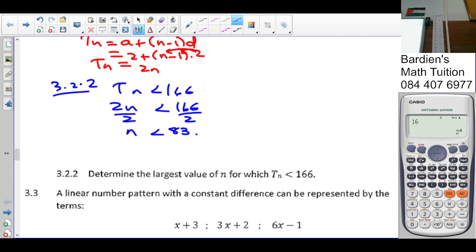But did you answer the question? The question says determine the largest possible value for n, for which Tn is less than 166. So what's the biggest value n can ever be? Can it be 83? Is it equal to 83? No. Therefore, n has to be equal to 82. As you can see, it must be less than 83. You guys understand?